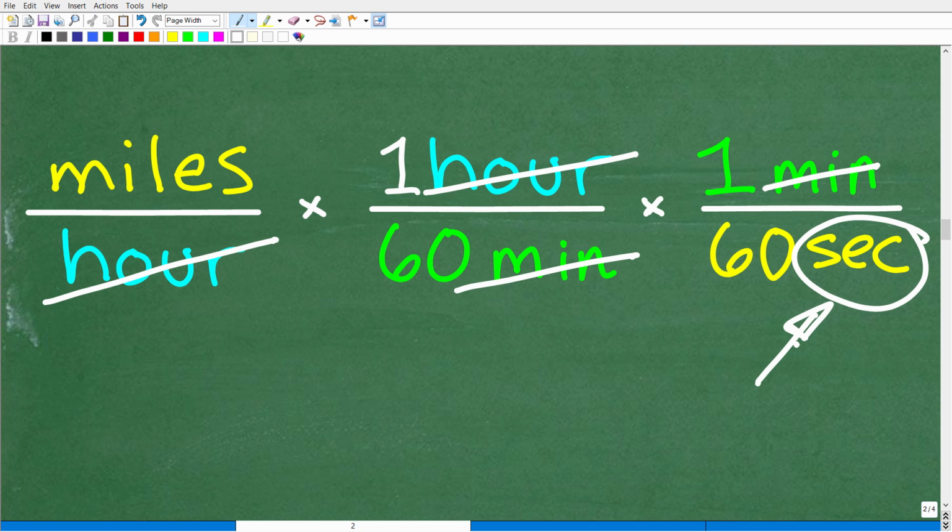Okay, so now we have our conversion factors right here to convert from hours to seconds, and we also previously looked at how to go from miles to feet. So now we need to put it all together, and we're going to take that step right now.